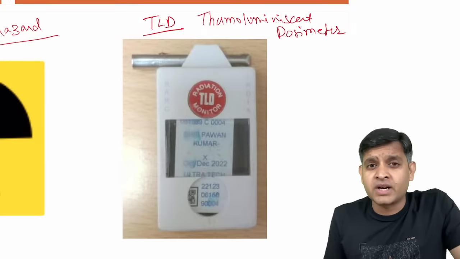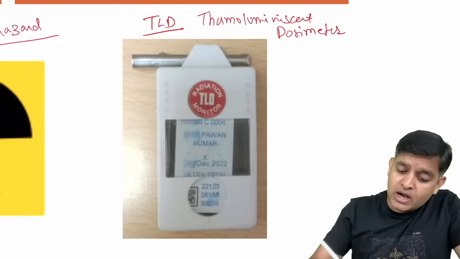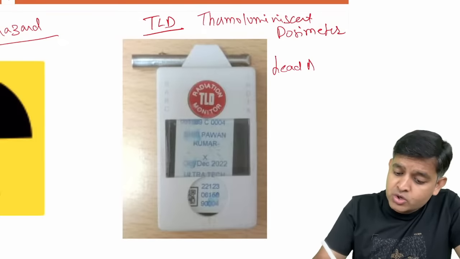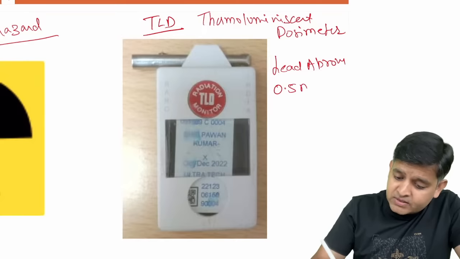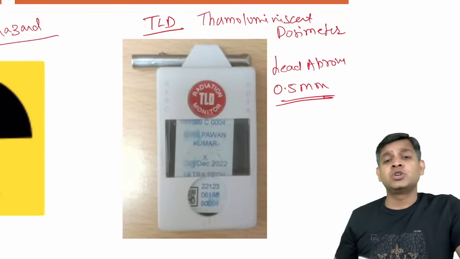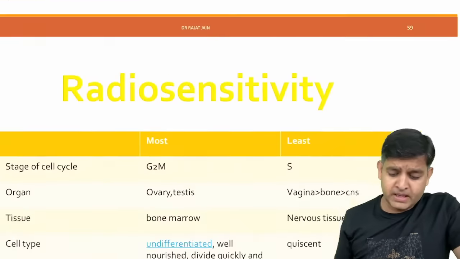Every occupational worker should use it, along with a lead apron. They should also wear a lead apron. And you also need to remember that the thickness of the lead in the apron is 0.5 millimeter.